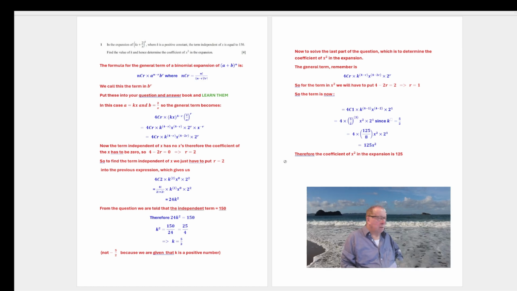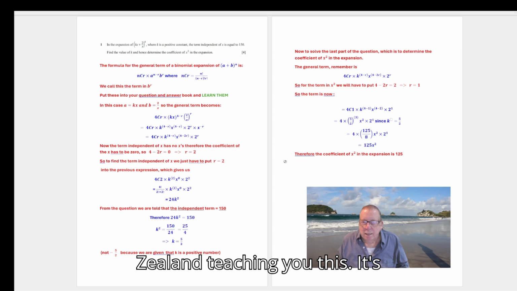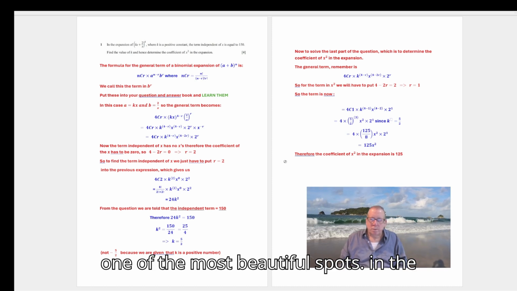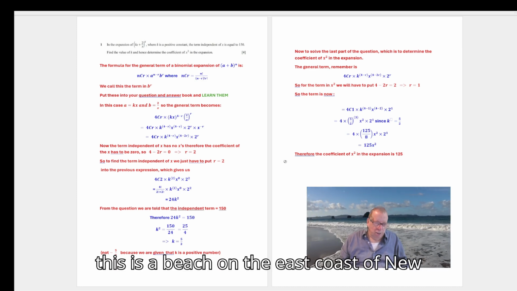Ooh, I'm sitting here on a beach in New Zealand teaching you this. It's one of the most beautiful spots in the country and in the world. And this is a beach on the east coast of New Zealand.